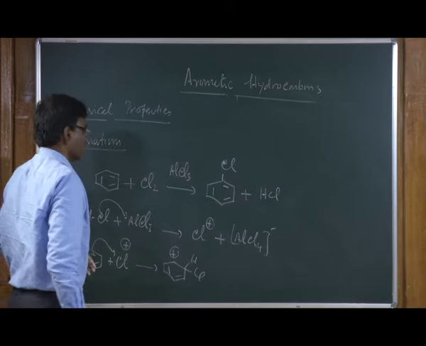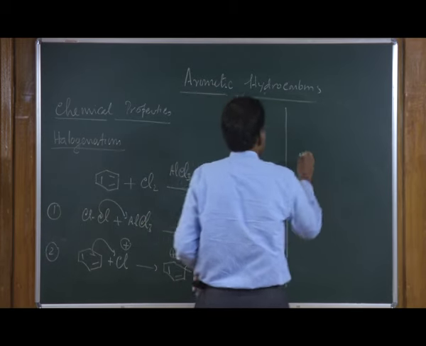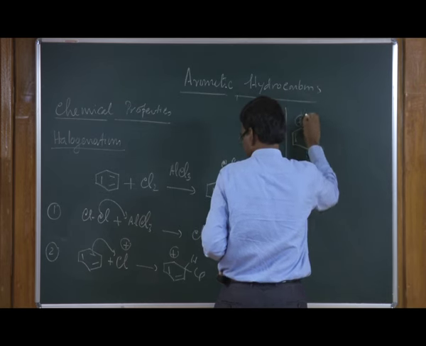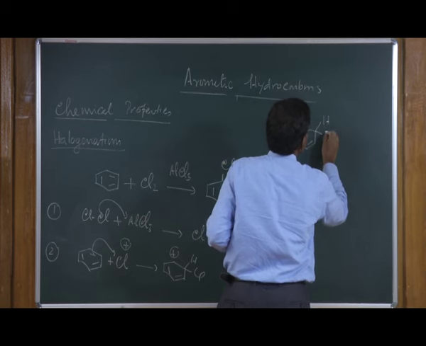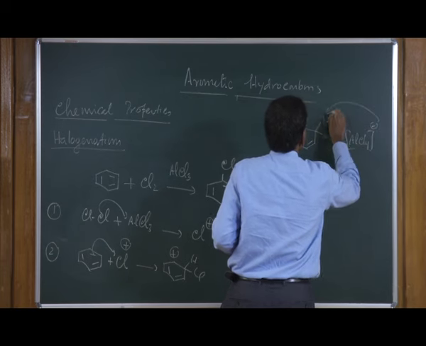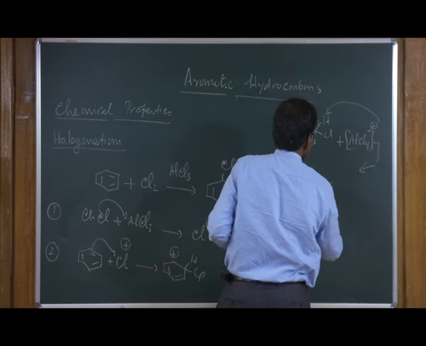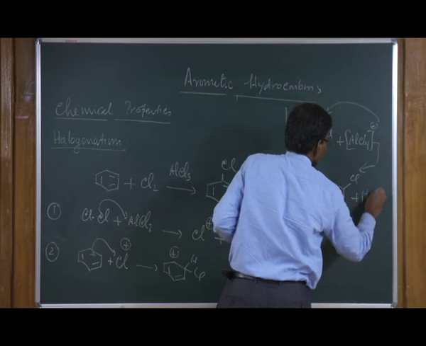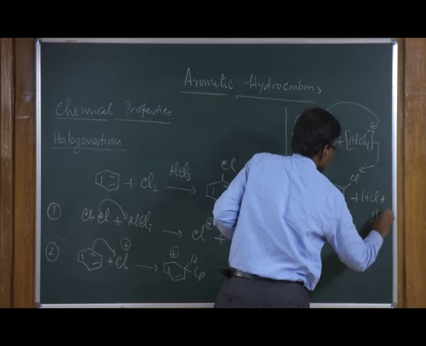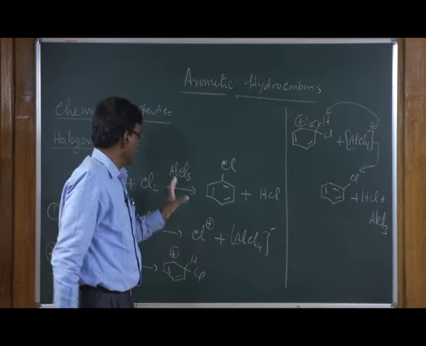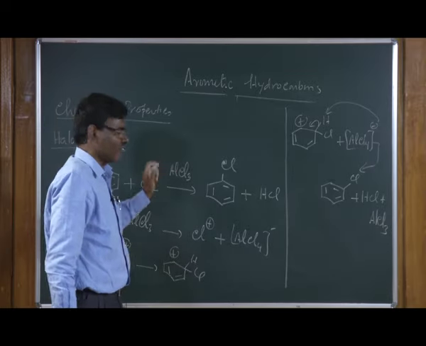You have this intermediate, and once you form this one, this can pick up the proton, and you get this. This is how the halogenation takes place. You can use anhydrous aluminum chloride or FeCl3 and so on.